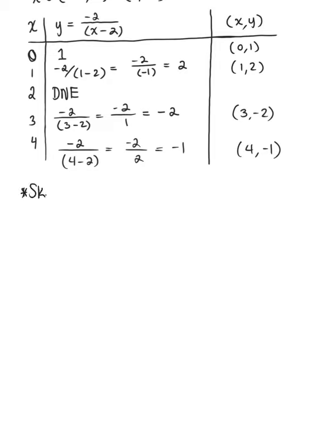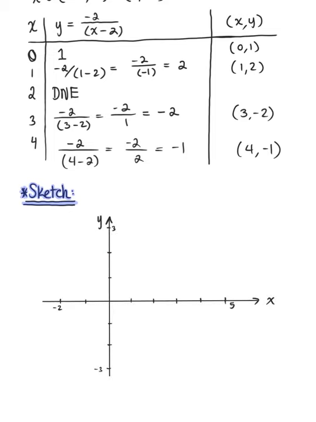So last but not least, we are officially ready to sketch this graph. So let's begin by considering the coordinate plane. So the first thing that we want to do when we're sketching this graph is draw dotted lines for the asymptotes. So we know that we have a vertical asymptote at x equals 2. So I'm going to incorporate a vertical dotted line here at x equals 2 to imply that we have a vertical asymptote here.